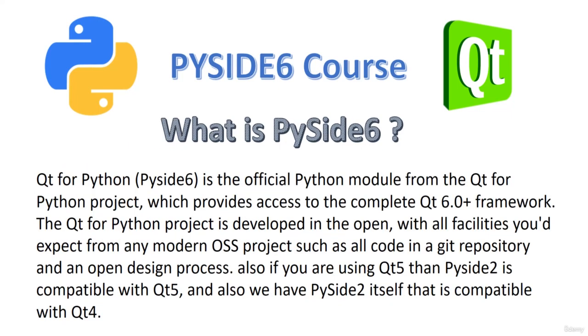So now let's talk about what PySide or PySide6 is. PySide6 we can also call Qt for Python. Qt for Python, or PySide6, is the official Python module from the Qt for Python project, which provides access to the complete Qt6+ framework. The Qt for Python project is developed in the open, with all facilities you would expect from any modern OSS project, such as all code in a Git repository and an open design process. Also, if you're using Qt5, then PySide2 is compatible with Qt5, and we also have PySide that's compatible with Qt4.